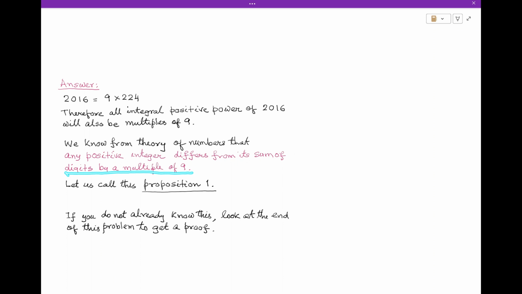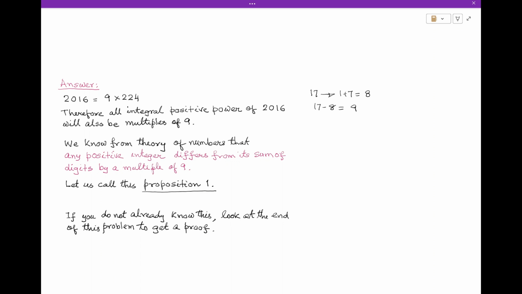If you do not know this already, convince yourself by these examples. Let us say the number is 17. Then the sum of its digits, 1 plus 7, is equal to 8. So the difference between the number and its sum of digits, that is 17 minus 8, is equal to 9. So the difference between the number and the sum of its digits is a multiple of 9.